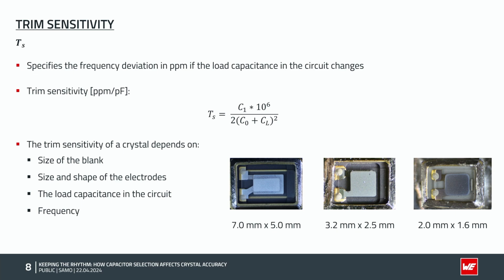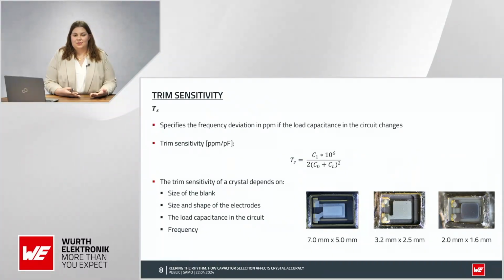So to conclude, the trim sensitivity really depends on the size of the blank, size and shape of the electrodes, the load capacitance in the circuit, and also the frequency of the crystal. Because the frequency also depends on the blank dimensions, because the thickness of the blank will determine the frequency.